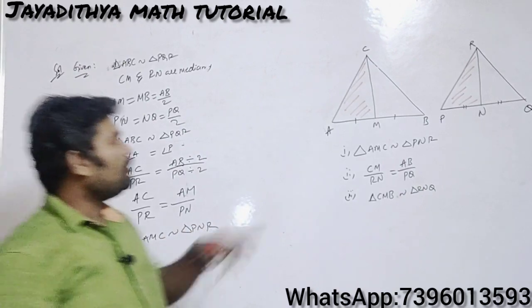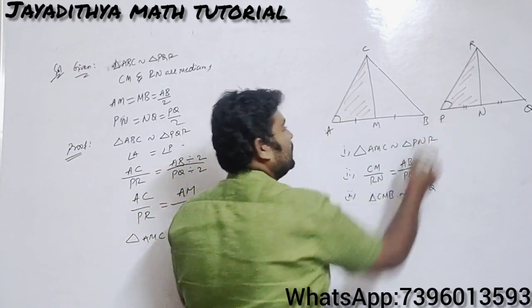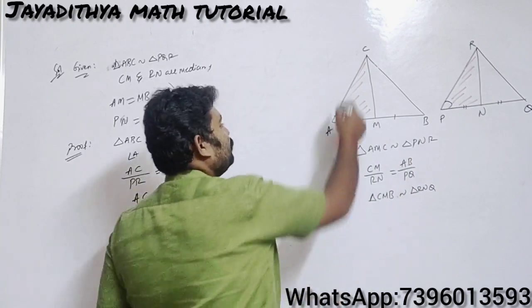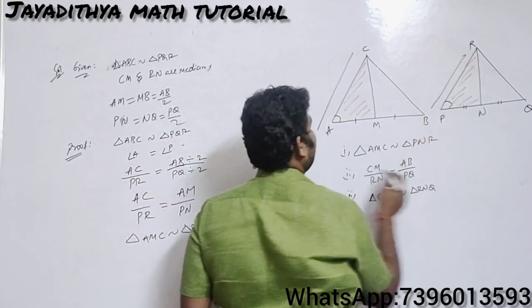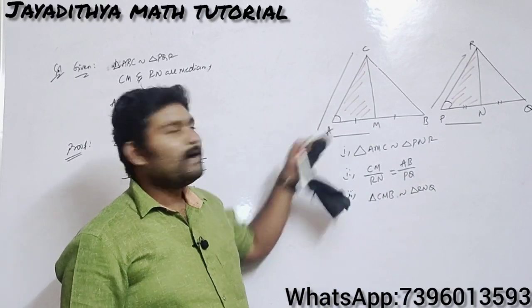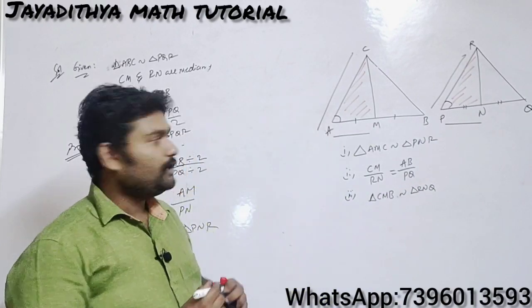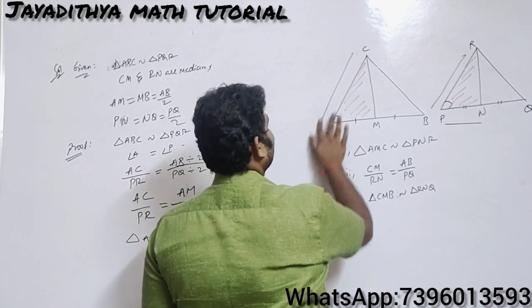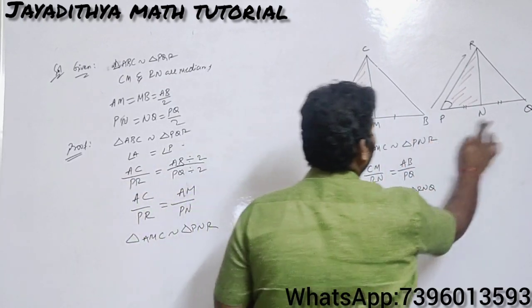Okay, what have you shown now? Angle A is equal to angle P. That is the first one. And you have shown that AC by PR is equal to AM by PN. So two sides and one angle, so you are using the side-angle-side criterion here. Clear now? So this is so simple.